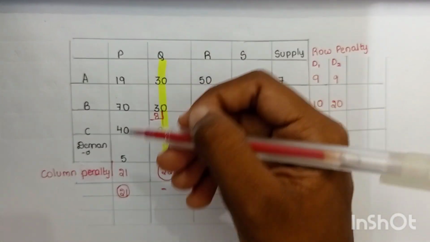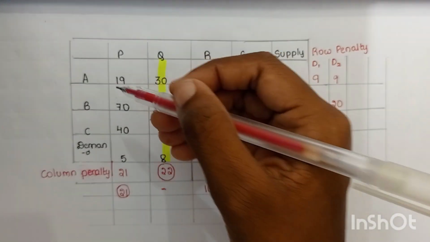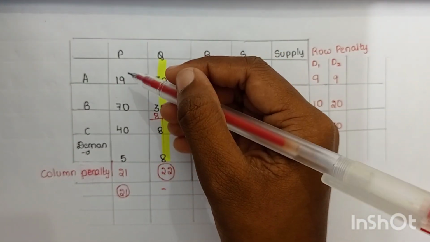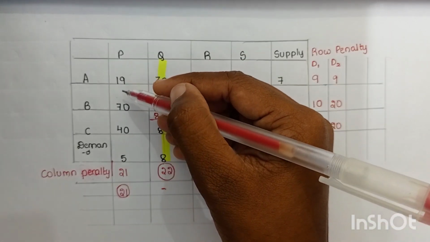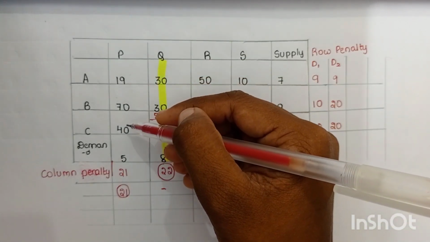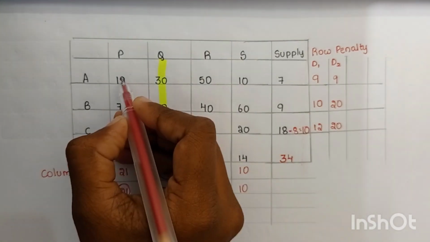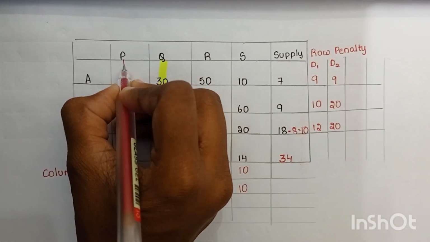When we consider this column, the values are 19, 70 and 40. Among these, the least value is 19. So 19 is the least value when compared to 70 and 40. So I will do the allocation here.